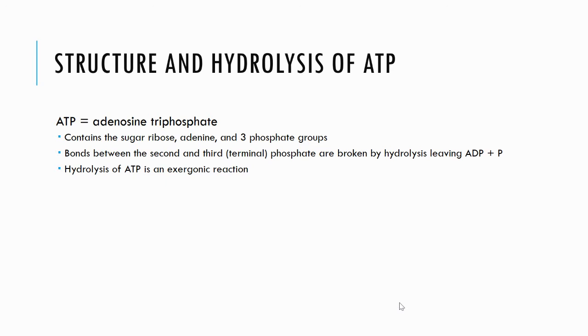So let's talk about our favorite energy molecule, ATP, for a second. ATP stands for adenosine triphosphate. It contains the sugar ribose, the nitrogen base adenine, and 3 phosphate groups. The bond between the second and third phosphate groups, the one on the end, is relatively easy to break, and it is broken by hydrolysis, which leaves us with ADP, adenosine diphosphate, plus a phosphate. The hydrolysis of ATP is an exergonic reaction that is often used to power an endergonic one.